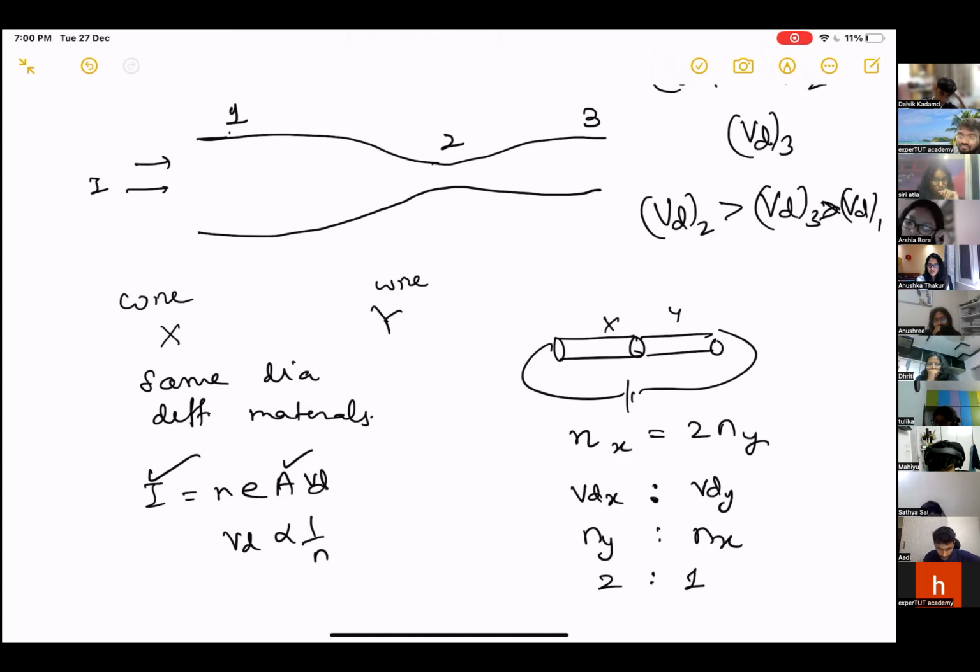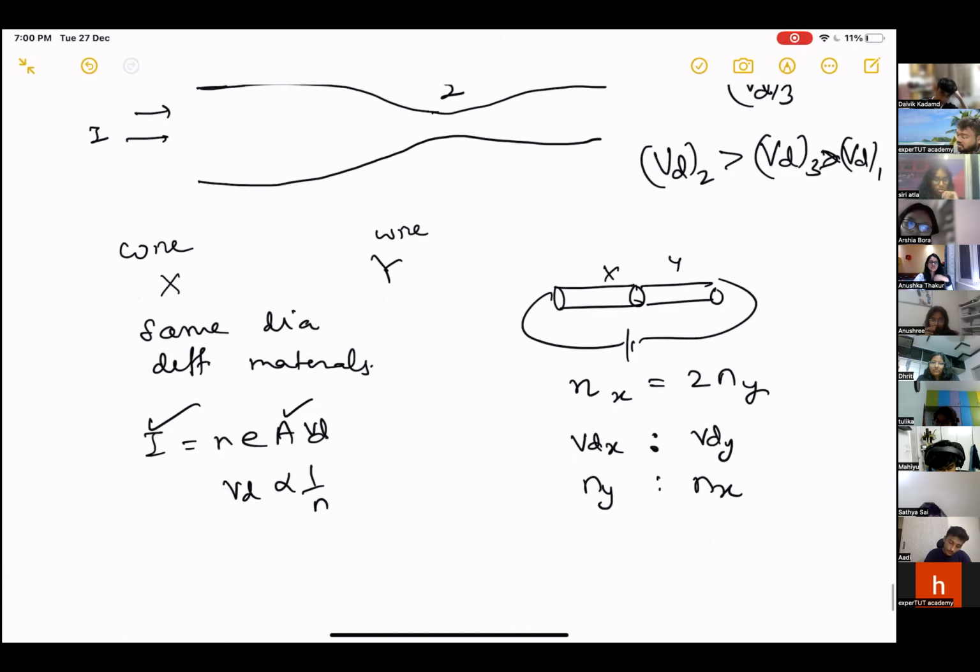Sir, it's 1:2, right? NX is 2 NY, so NY by NX. Yeah, it is 1:2. My bad. But isn't VD inversely proportional to N? VD of X to VD of Y will be NY by NX, right?